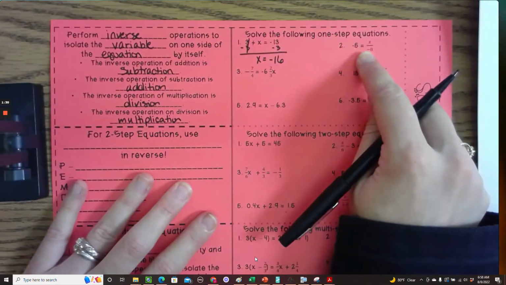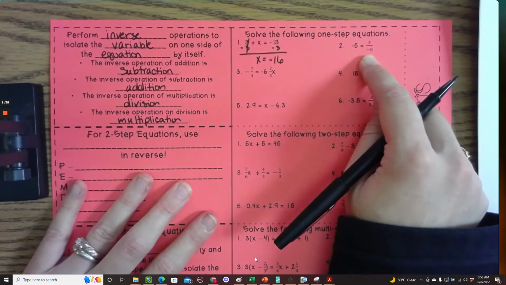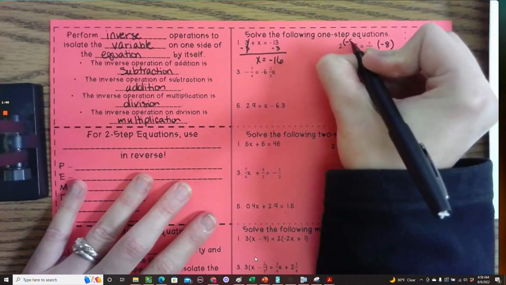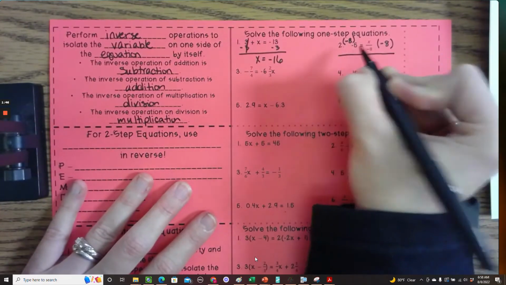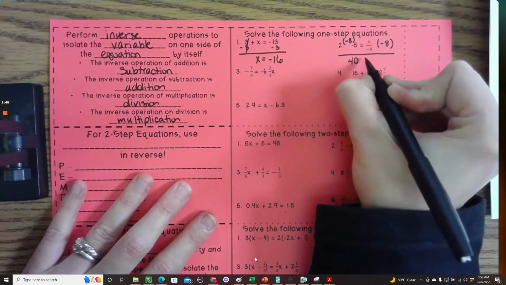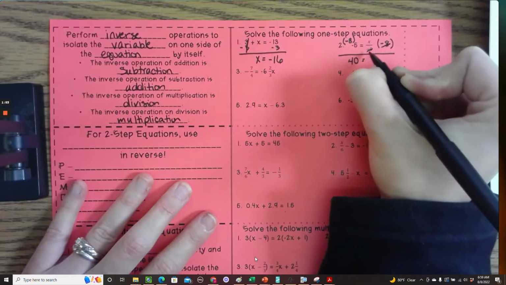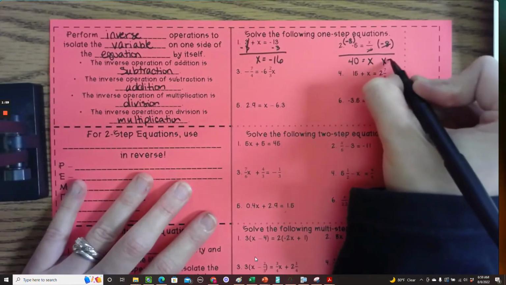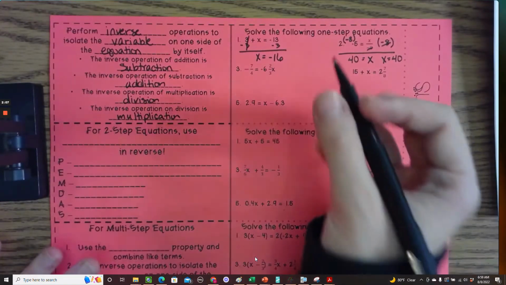So when we see problems like this, x over negative 8, that means x is being divided by negative 8. So the opposite there is multiplication. So I'm going to multiply both sides by a negative 8. So negative 8 times a negative 5 would give me a positive 40. This is going to cancel because they're inverse. Dividing and multiplying would cancel each other out, and that will equal x. Now typically we write the x first. So understand on assignments and stuff, especially the ones that are online, it's going to want the x first.